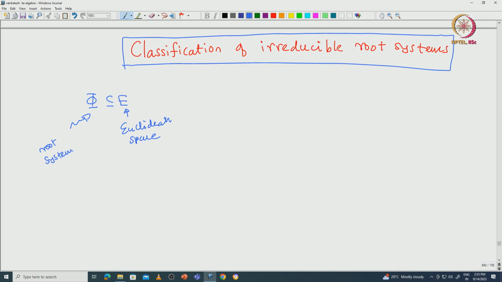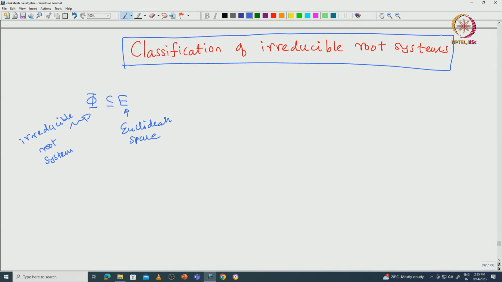We have already seen that any root system can be written as a direct sum of irreducible root systems. So classifying any finite root system will boil down to classifying finite irreducible root systems. For that reason we just assume this phi is irreducible.